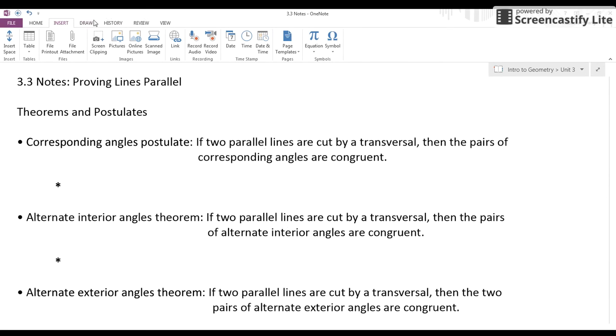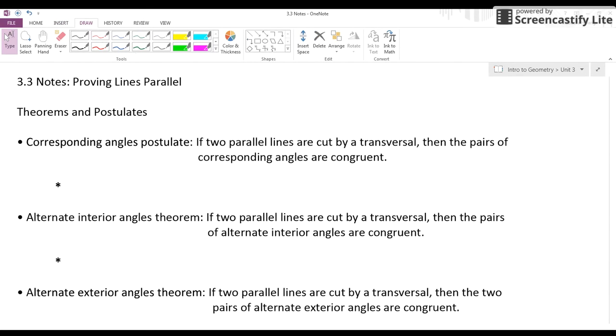In order to do that, we are going to be looking at the converses. The theorems and postulates we're using to prove lines parallel are going to be the converses of what we already know. You'll see I've printed out the postulates and theorems that we already know. For example, let's look at the corresponding angles postulate. This should hopefully be very familiar, right? If we have two parallel lines cut by a transversal, then the pairs of corresponding angles are congruent. The converse of this postulate is what we can use to prove that the lines are actually parallel.